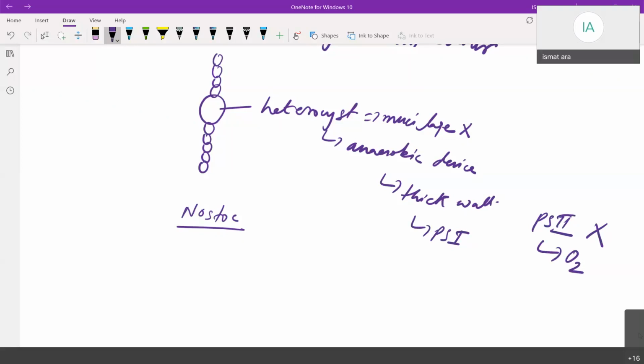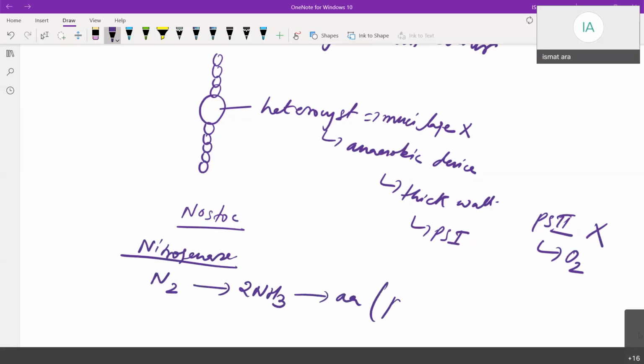Now this nitrogenase enzyme takes atmospheric nitrogen from the environment and converts this nitrogen to ammonia. And this ammonia is utilized in the formation of amino acids, and further they will form protein. Now few prokaryotes are there that possess nitrogenase enzyme.